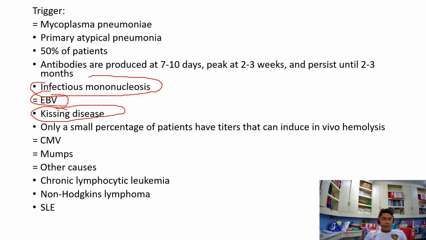Other causes of cold agglutinin production include CMV and mumps. Other causes are chronic lymphocytic leukemia, non-Hodgkin's lymphoma, and SLE. Not always, but certain cases of SLE can trigger the production of cold agglutinin.